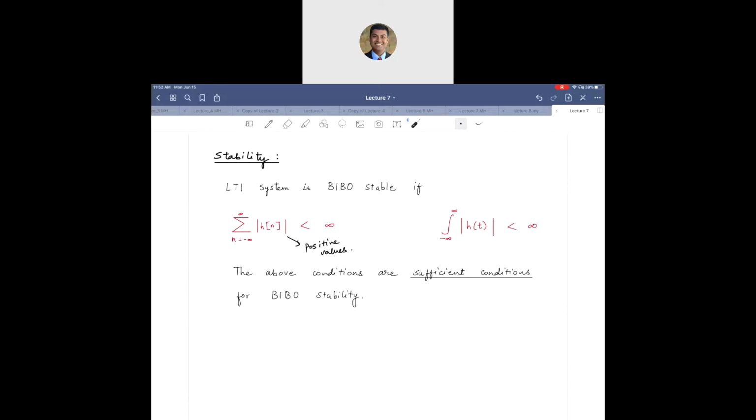Again, it goes back to the conditions of output versus input. If you have a bound on the input, then the output should be bounded. It is related to the same condition that we have described over here in terms of its impulse response. So the above conditions are sufficient conditions for bounded input, bounded output stability. So you don't need to go any further and evaluate for each input what is the output. As long as these are satisfied, it is a bounded input, bounded output stable system. So these are sufficient conditions. These are not just necessary conditions.